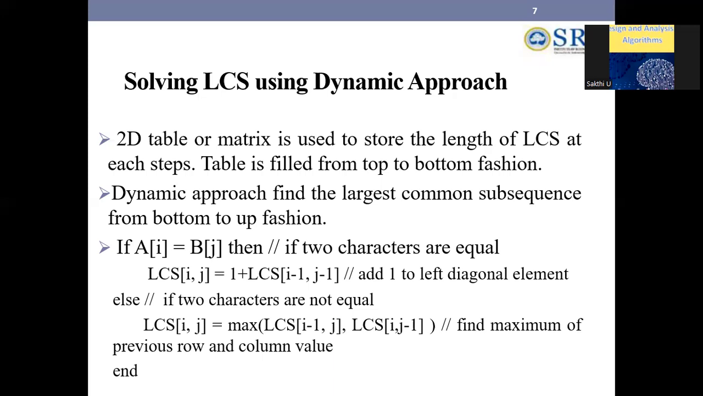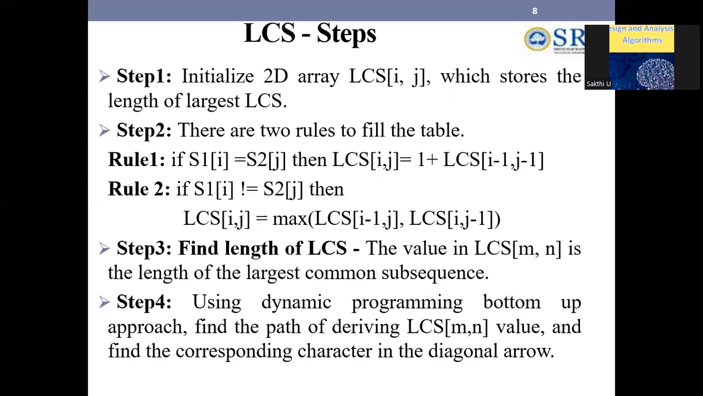So we are finding the value for A of I and B of J, that is LCS of I comma J. That is based on the characters compared between the two strings. If two characters are equal, add one to the left diagonal element; that is the current value. If two characters are not equal, take the maximum of the previous column and previous row value. And the steps: initially, assign LCS of I comma J.